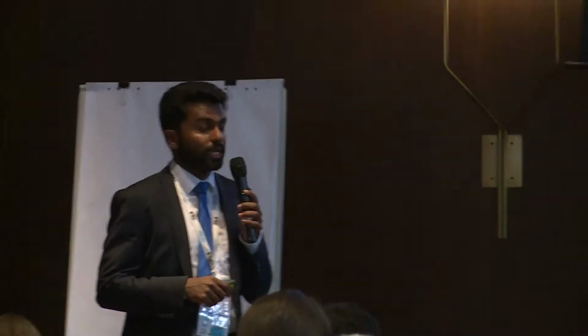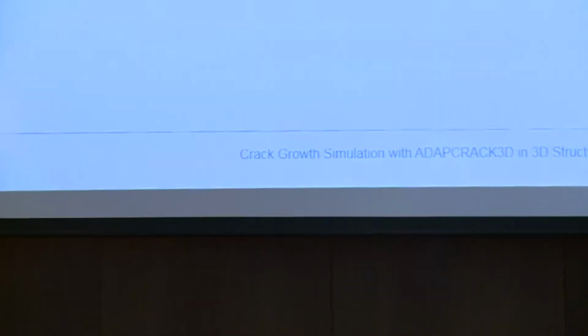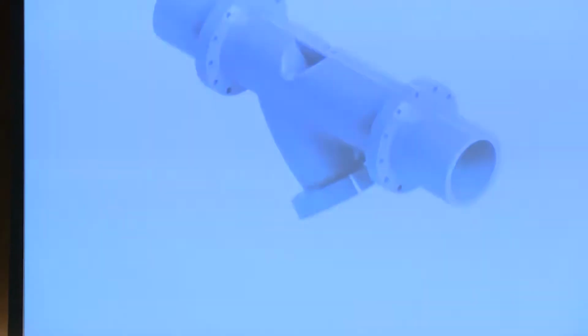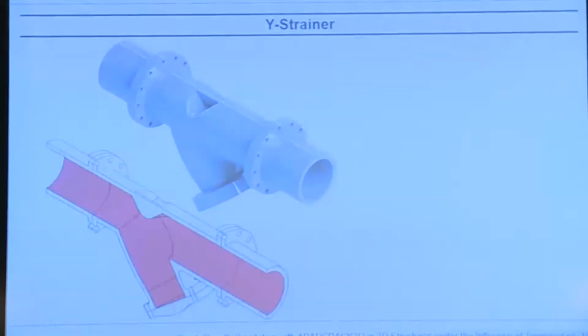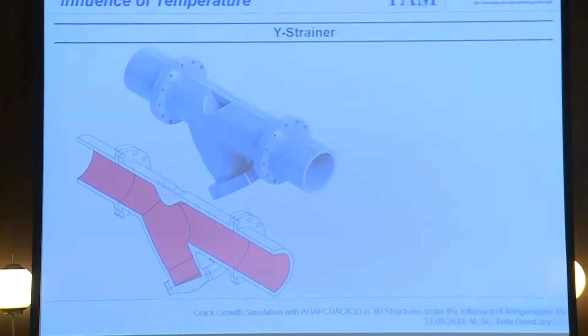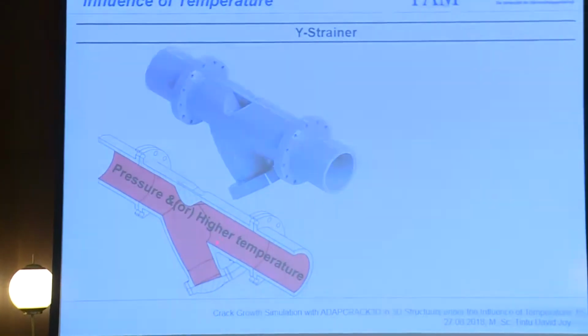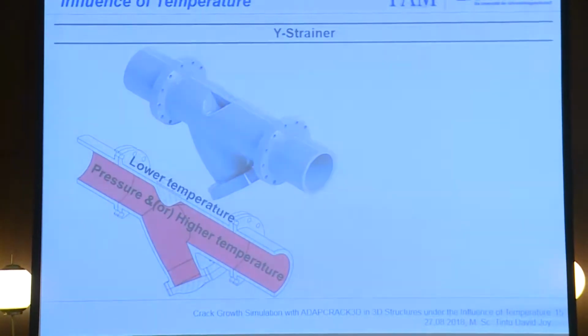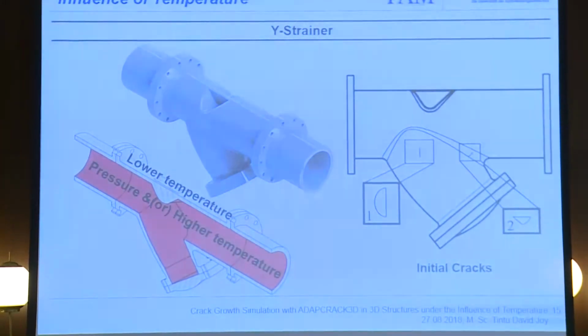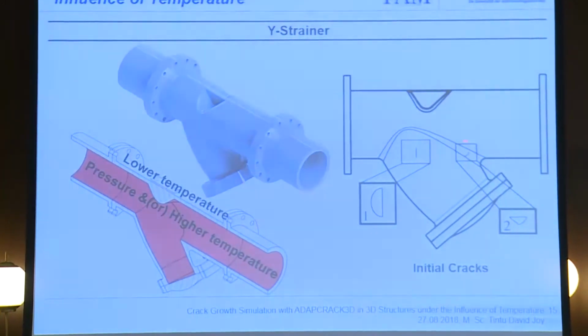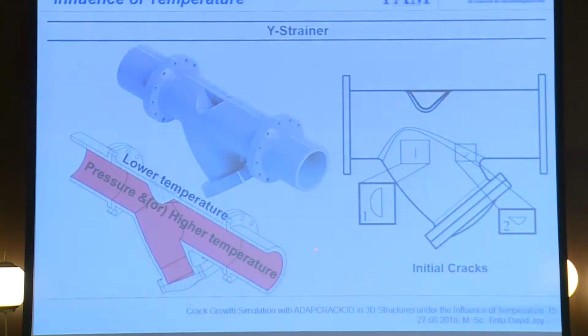So let's have a look into an example of a vice strainer. A vice strainer is generally used in pipelines where it can withstand high pressure and high temperature. Our model looks like this, where we have a pressure and a higher temperature on the inner surface and a lower temperature on the outer surface. And we have simulated with two different initial cracks. The crack labeled as 1 is at the position where a company contacted the institute saying that they had found an initial crack here, and the crack labeled as 2 is at the position where the maximum principal stress is at its highest value.